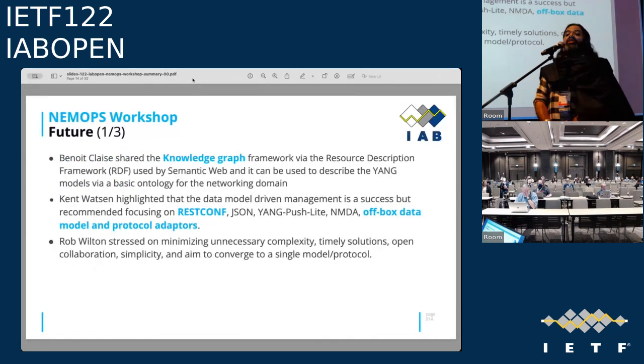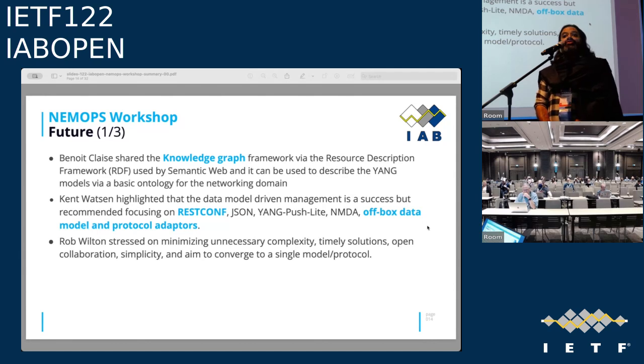That's an open question. Next slide. On day 3, it was more about future ideas, knowledge graph, RDF, which was very interesting. Many folks gave us clear ideas, like Kent said, that now the focus should be on RESTCONF, on JSON, on YANG Push, and something that was discussed quite widely, off-box data models and protocol adapters.